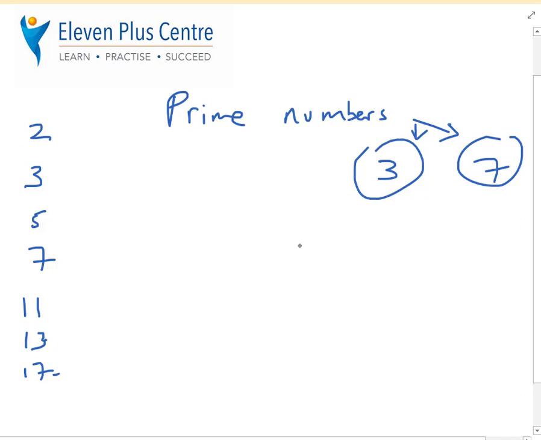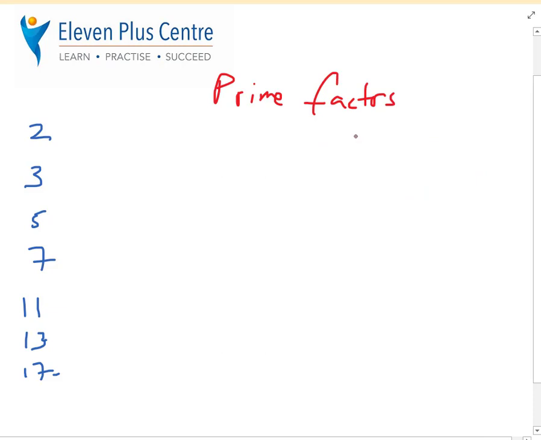Now let's have a look at prime factors. A prime factor of a number is a factor of a number which is also a prime number. It's quite confusing, but I wouldn't worry about the definition because I've never seen a question in an exam where they say what is a prime factor. They will always ask you to calculate it. But the more you practice, if they do ask you, you'll be able to say it in your own words.